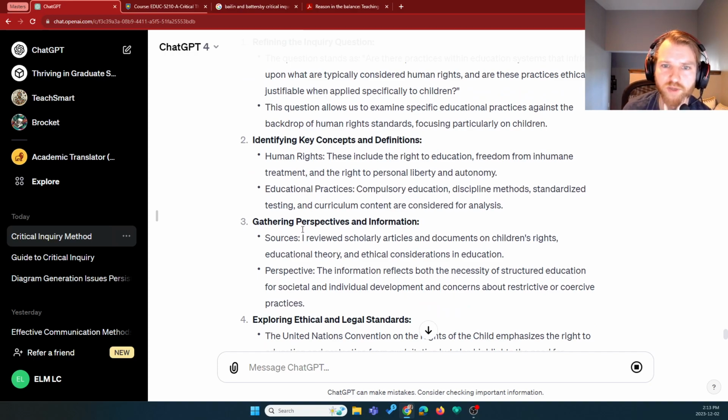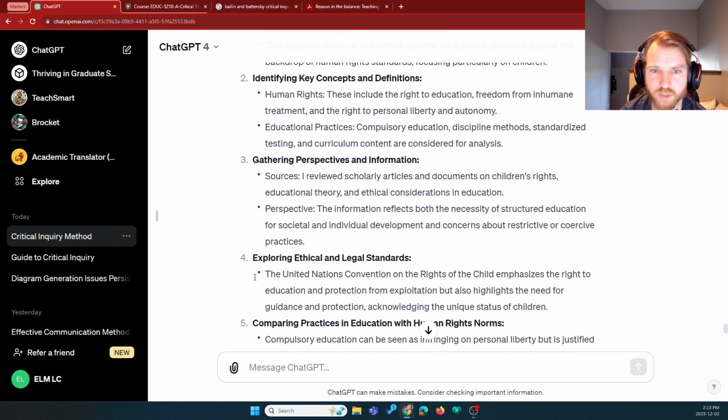Gathering perspective and information, I reviewed scholarly articles and documents on children's rights, educational theory, and ethical considerations in education. So again, I don't know if it actually did that or if it's just saying it did that. But if it did, then that's great. The information reflects both the necessity of structured education for societal and individual development and concerns about restrictive and coercive practices. Okay, so both necessity and also concerned about restrictive or coercive practices.